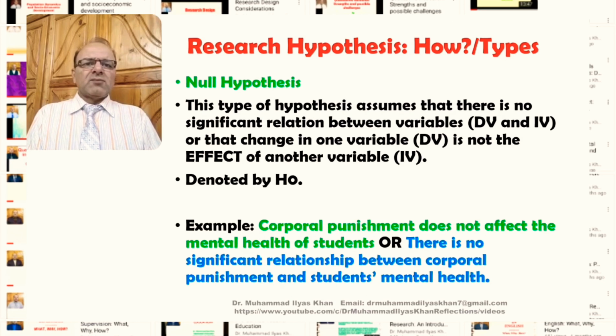Hypotheses have also been categorized into null hypothesis, which is a type of hypothesis that assumes that there is no significant relationship between variables, that is dependent and independent variable, or that change in one variable is not the effect of another variable, denoted by H0. Example: corporal punishment does not affect the mental health of students. So this is an example of null hypothesis. Or there is no significant relationship between corporal punishment and students' mental health.